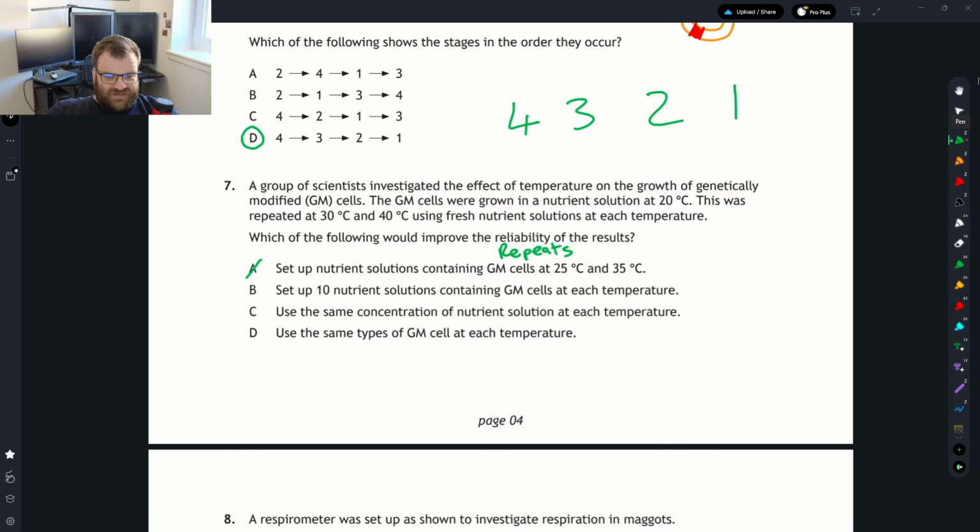If we're testing B, we are setting up 10 solutions at each temperature. That's repeating them at each temperature. So that's going to be my answer I'm going to pick. Using the same concentration makes the results more valid. We've got a fair test so we can see exactly what the effect of the temperature is. And again, using the same types of cells, that again is making it a fair test and making it valid. Going through, B would be the correct answer for that one.